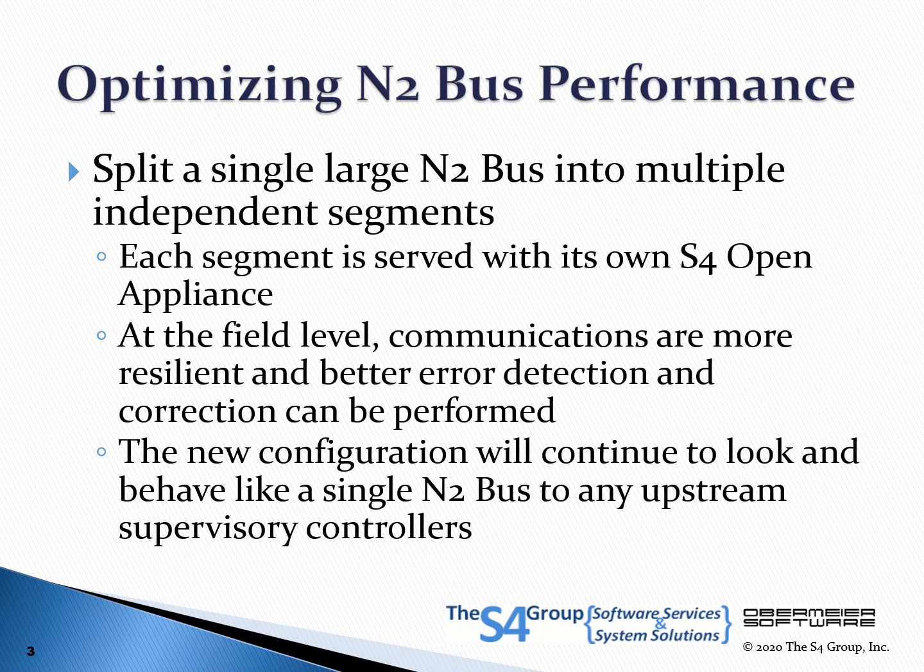The recommended approach is to split the N2 bus into multiple independent segments, with each segment served by its own S4 Open Appliance. At the field level, communications are more resilient and better error detection and correction can be performed. The configuration will also allow for greater BACnet transaction frequency. This configuration will continue to look and behave like a single N2 bus to any upstream supervisory controller.